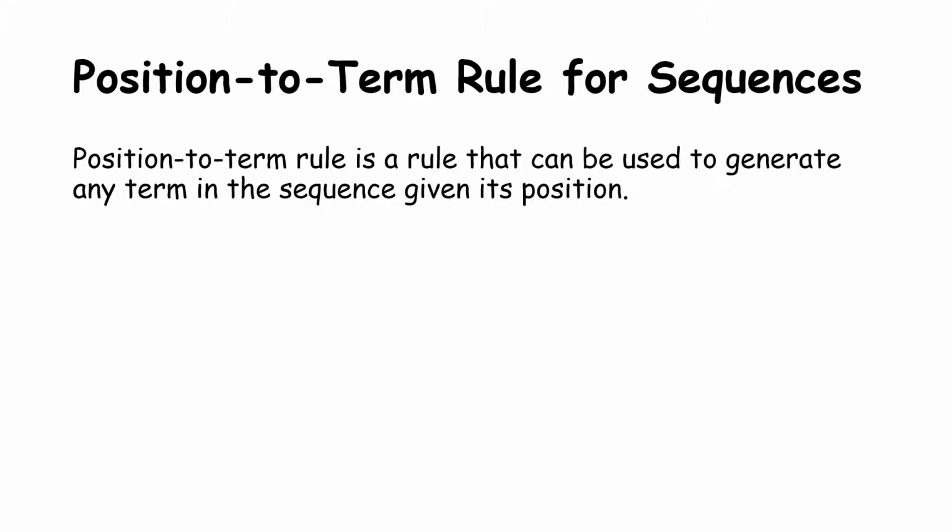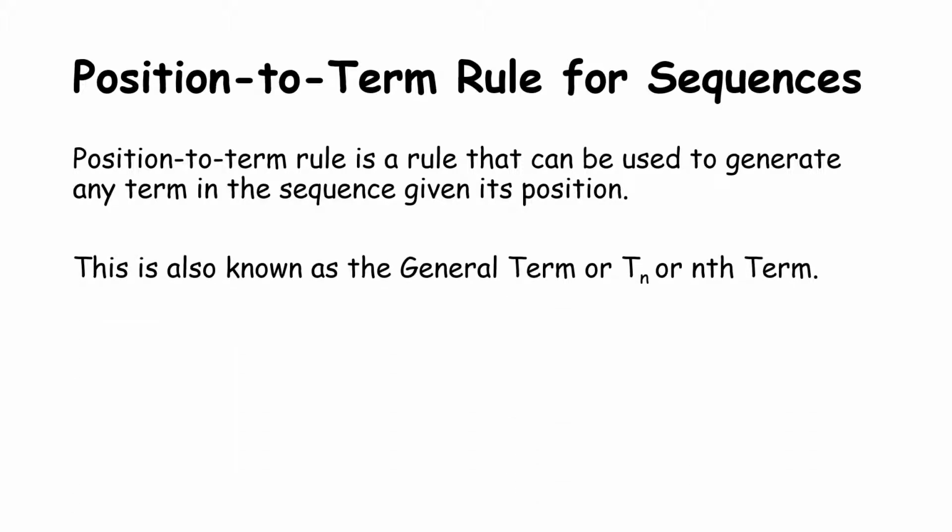But what if I wanted to know what's going to happen to the 100th term, or the 200th term, or the 1000th term? We're going to be adding and adding and adding for quite a long time. So this is where we get a more efficient method, which is the position-to-term rule. This is more commonly known as the general term, or Tn, or the nth term. So you'll see that as we work through, we're going to work a little bit with your formula and log tables. So you're going to be able to see that it is called the nth term in there.